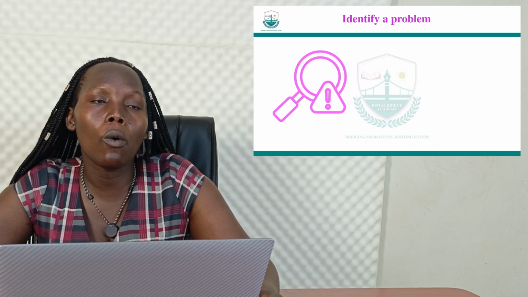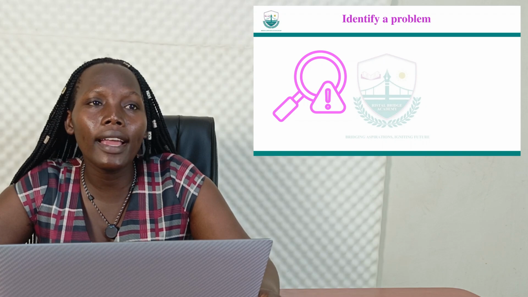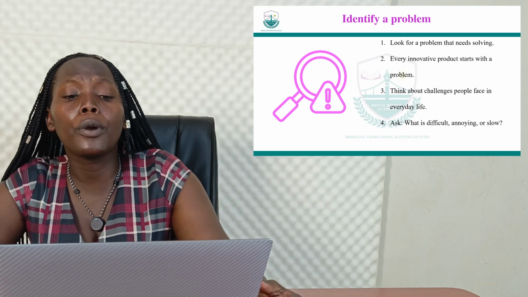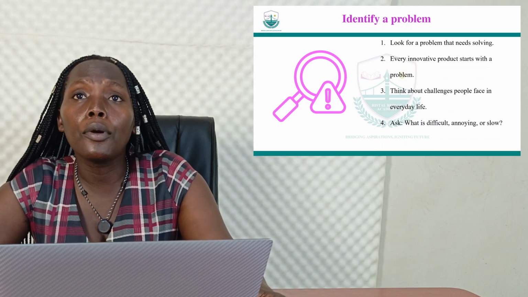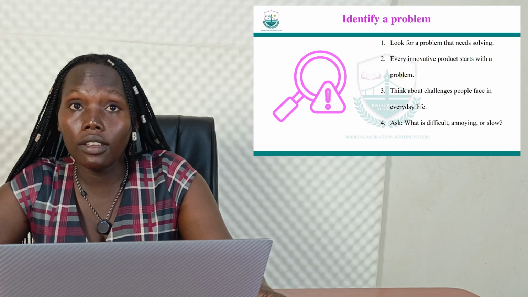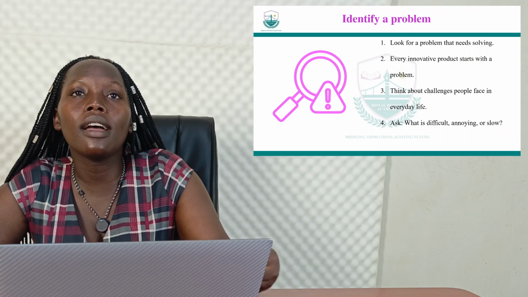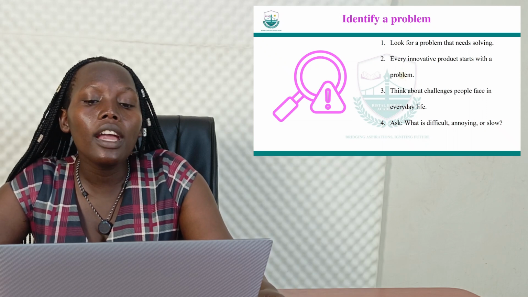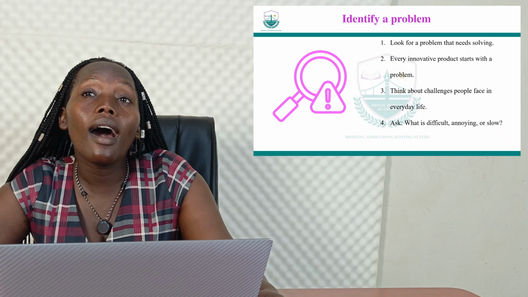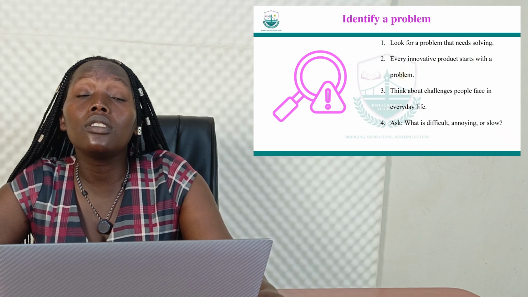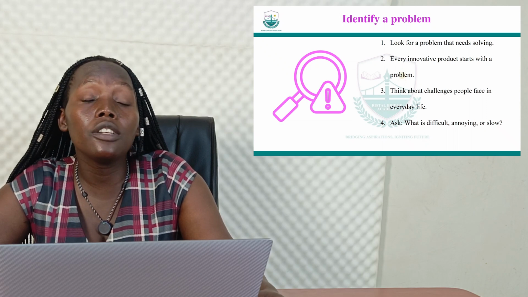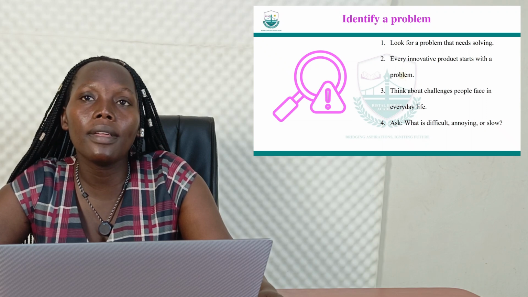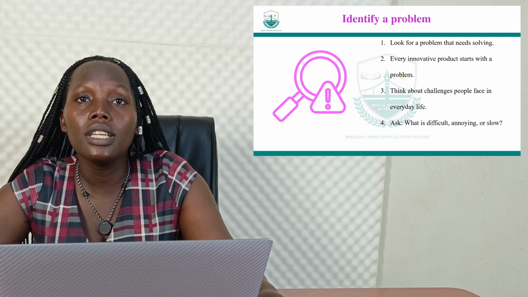And then step number 2, think of a solution. How do you think of a solution? You need to come up with a creative way to solve the problem. Now that you have understood the problem, how can you fix it? You need to ask yourself, how can you fix it? And then you need to use your imagination and creativity.